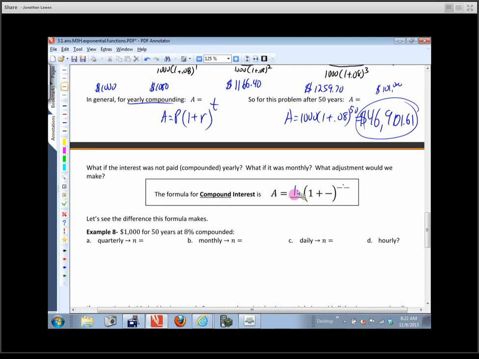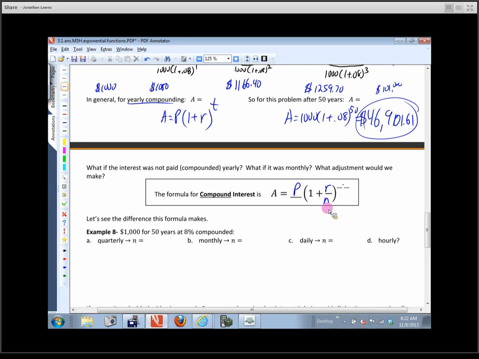We're still going to have the principal out here. We're still going to have the one there because we get 100% of our money back. Then we're going to take the interest rate and we're going to divide by n. N is going to be the number of times that it compounds per year. So if this was 8 and this was 4, they're only going to pay us 2% each quarter. 2% first quarter, 2% second quarter, 2% third quarter, 2% fourth quarter.